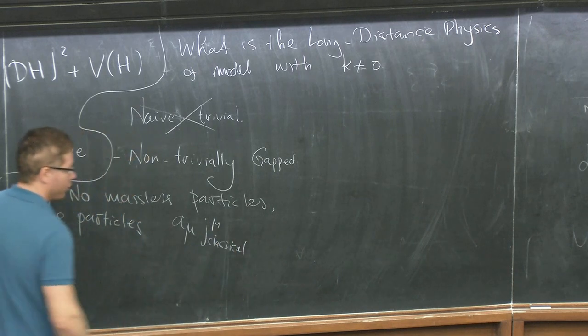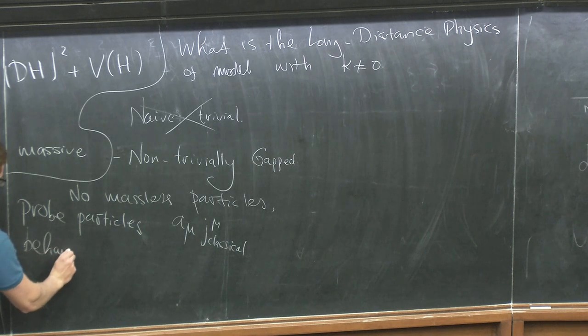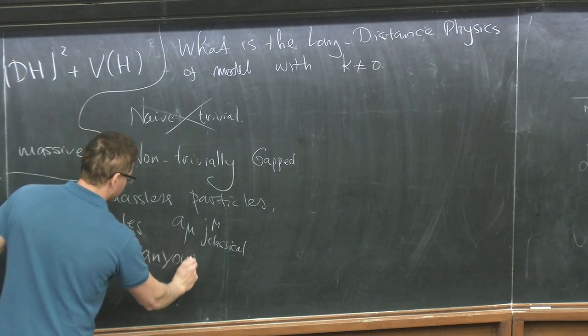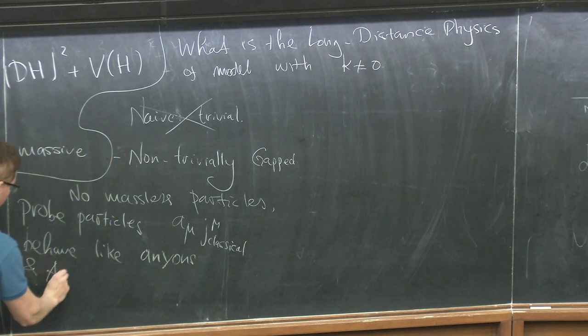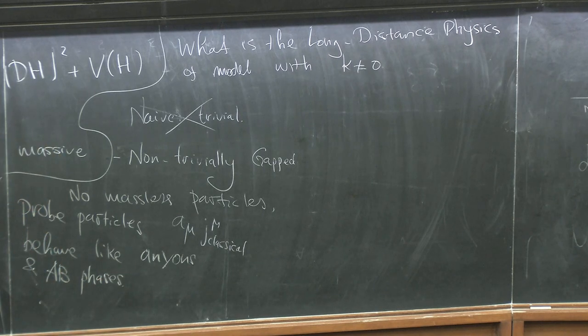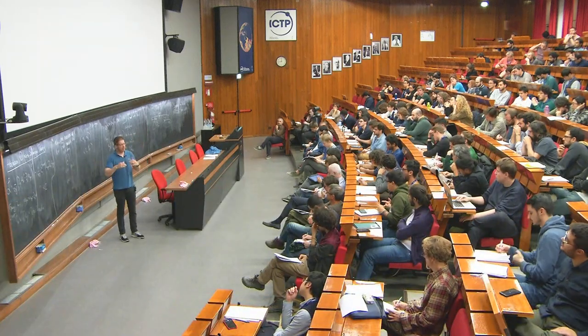Okay, we'll discuss it now in a lot of detail. So there are classical sources for the gauge field, which behave like anyons. Behave like anyons, and they lead to Aharonov-Bohm phases, AB phases. So even though the model has no actual fluctuating fields at long distances, some probe objects behave like anyons. And of course, you can anticipate that in the future, we will want to make these anyons dynamical.